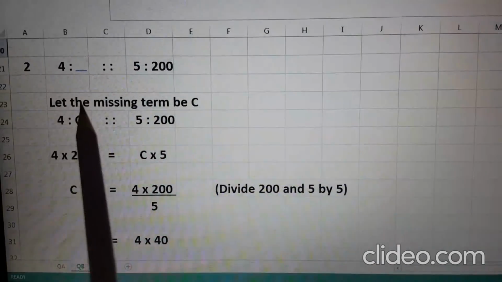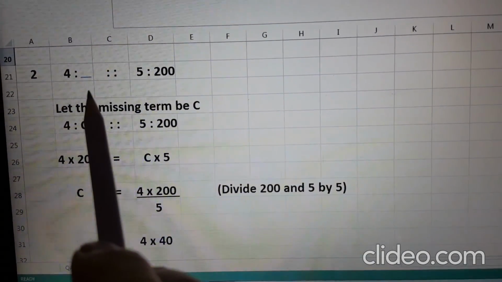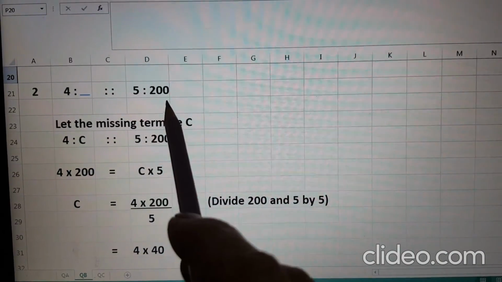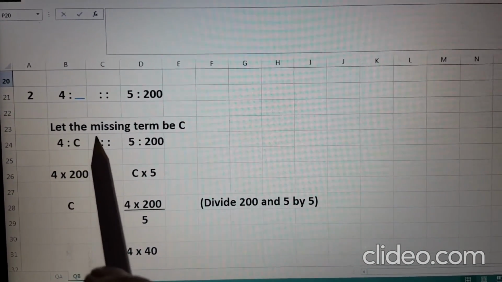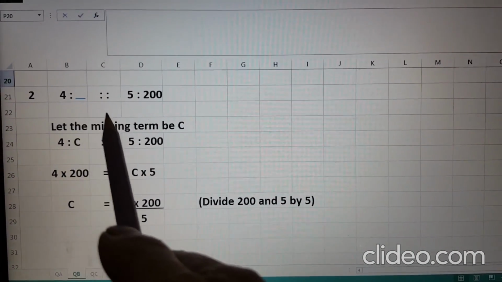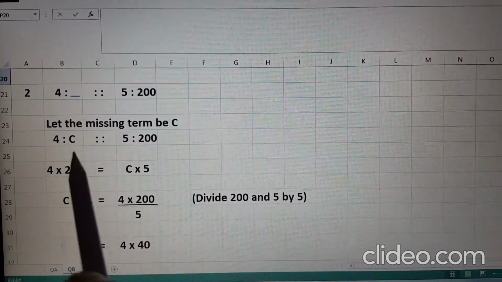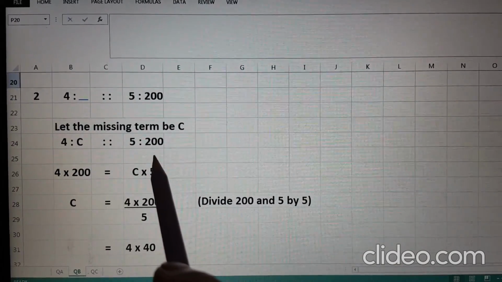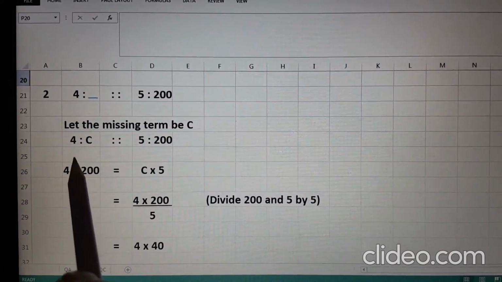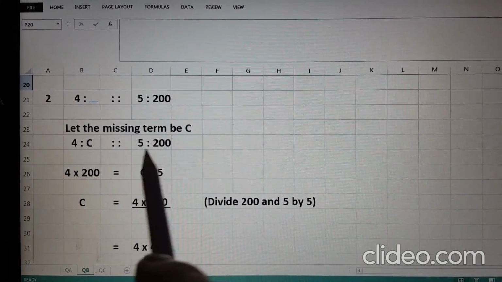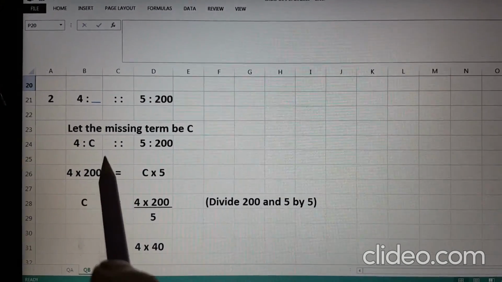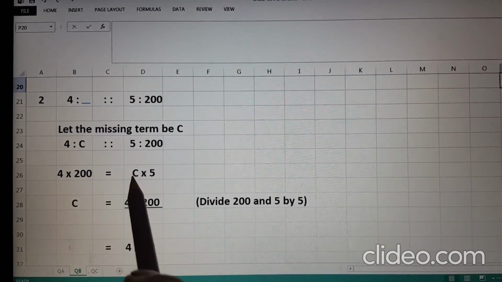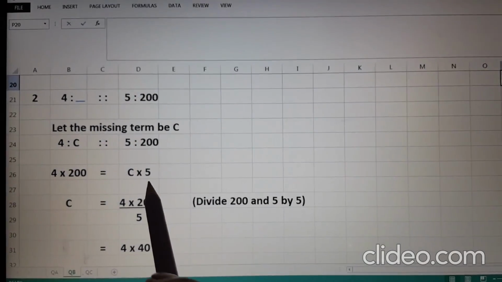Now second part is 4 is to dash same as 5 is to 200. Now let the missing term be C. ये जो missing term है इसको हमने माना it is C. So write down C here. 4 is to C same as 5 is to 200. Now write down product of extremes, 4 into 200 and C into 5. 4 into 200 equal to C into 5.